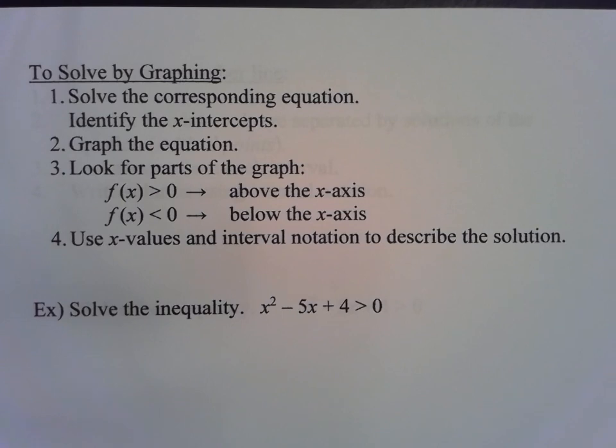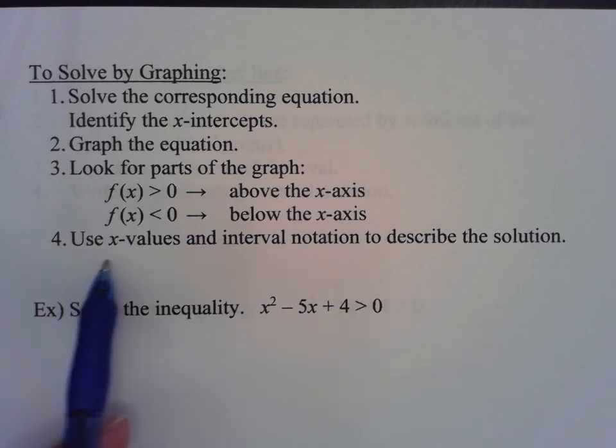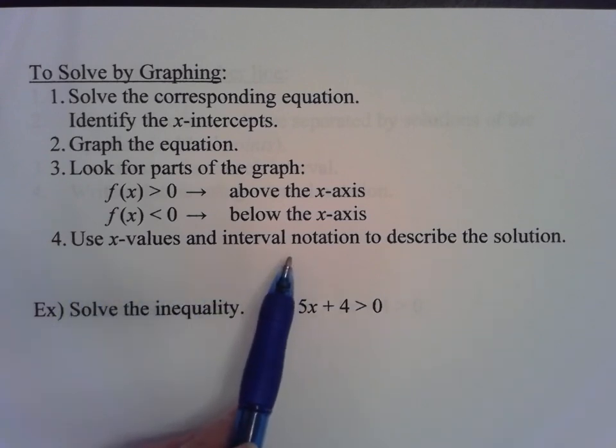It might be a parabola, it might be a polynomial where it's a squiggle. Okay, we're going to fill in the graph shape, kind of as a sketch, not a detailed graph. And then, like we said, we're going to compare with the x-axis. If it's greater than in our question, we're going to look for parts of the graph that are above the x-axis. If it's less than 0, we're going to look for parts that are below the x-axis. And then just like we just said, we're going to use x values and interval notation to describe the solution.